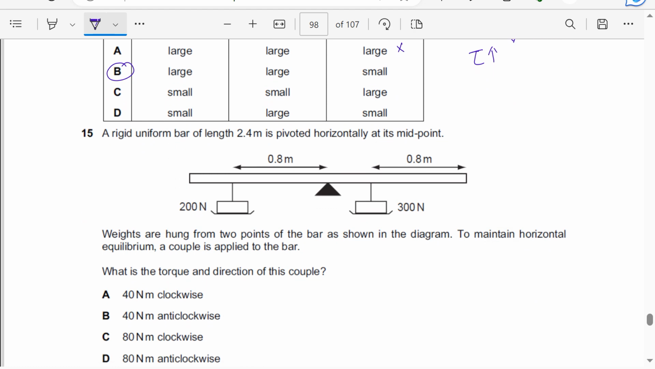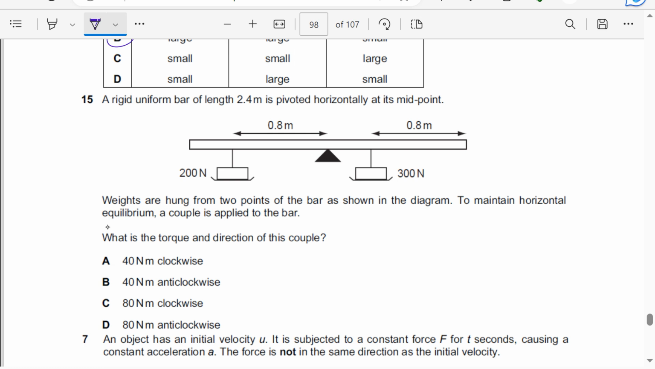A rigid uniform bar of length 2.4 meters is pivoted horizontally at its midpoint. Weights are hung from 2 points of the bar as shown in the diagram. To maintain horizontal equilibrium, a couple is applied to the bar. What is the torque and direction of this couple? Okay, so we first find the direction of the resultant. Then to balance this, we shall need the opposite direction. So let's check.